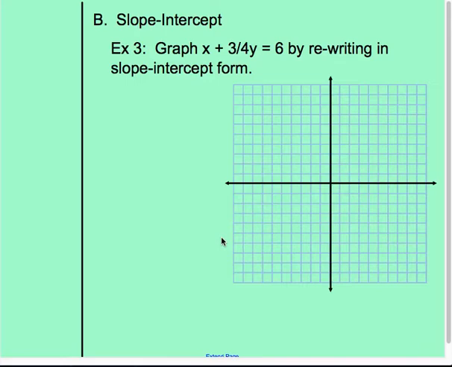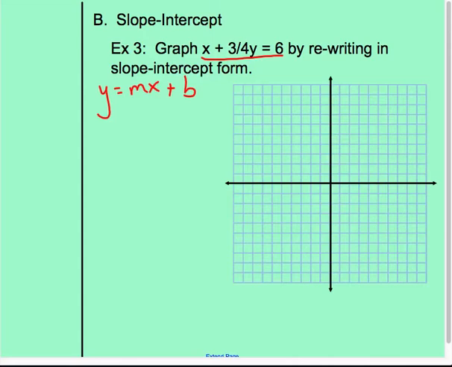Now we're going to take a look at graphing in slope-intercept form. Slope-intercept form, remember, is where y equals mx plus b. What's really nice about slope-intercept form is that it is a unique equation of the line. The equation that we have here is in standard form, and I could multiply through by 4 and get a different equation for the same line.